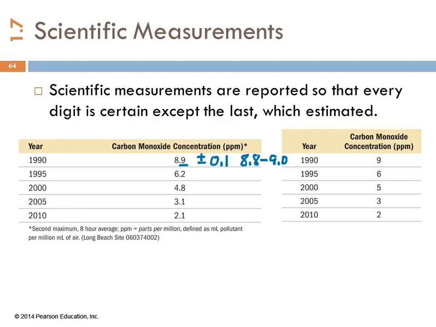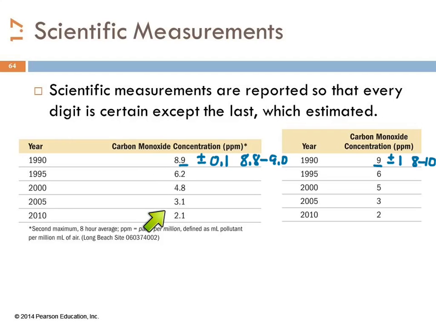Over here, there's only one digit. That one digit is the last digit, meaning it's uncertain. So there's plus or minus 1 in that digit. That's the ones place. So this is 9 plus or minus 1. That means it's between 8 and 10. That's a bigger range. We don't know that number as precisely as we do this other one.